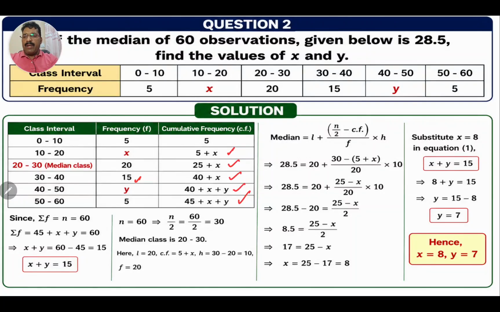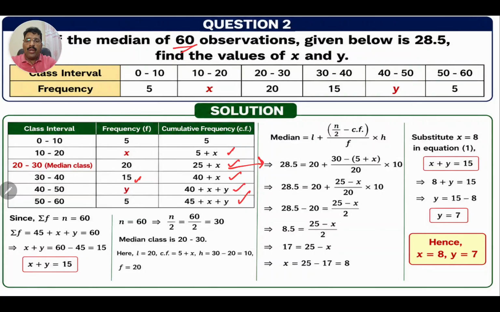After that, sigma f is equal to n, that is 60; the question already gives median of 60 observations, so directly we can take sigma f as 60. But from the table, adding all this we got 45 plus x plus y. So 45 plus x plus y is equal to 60, so x plus y is equal to 15. N value is 60, n by 2 is 60 by 2, that is 30. The median class is 20 to 30. Like that we have to observe. This class is called the median class.